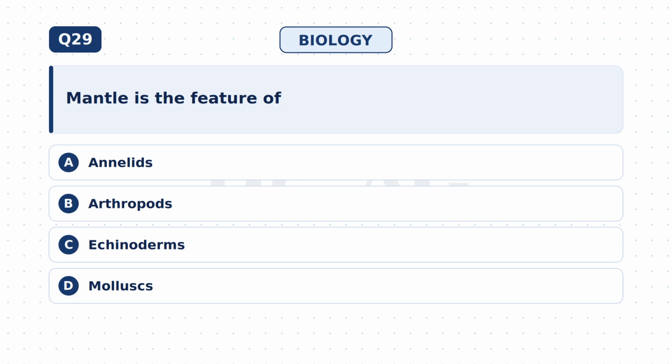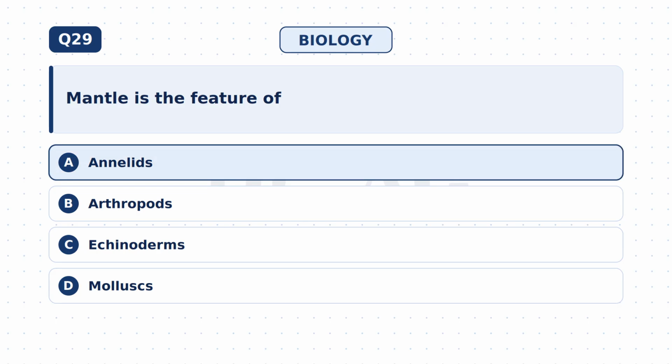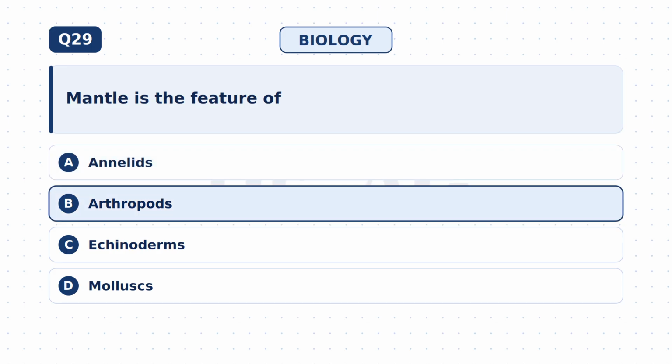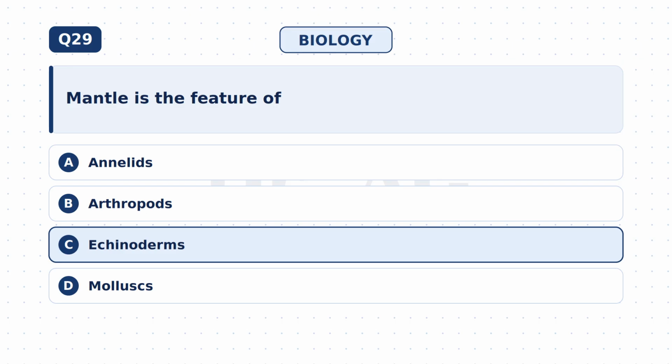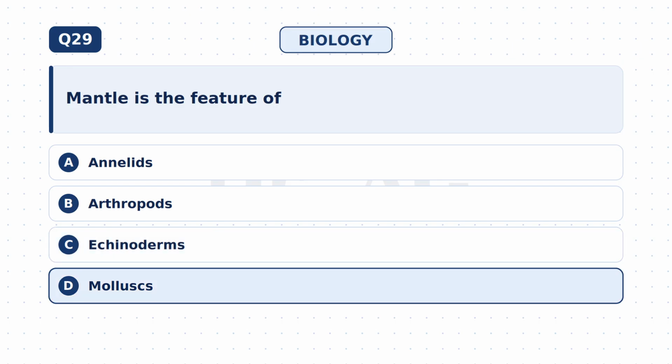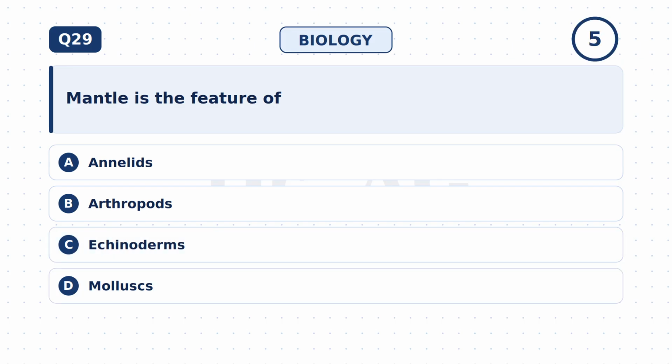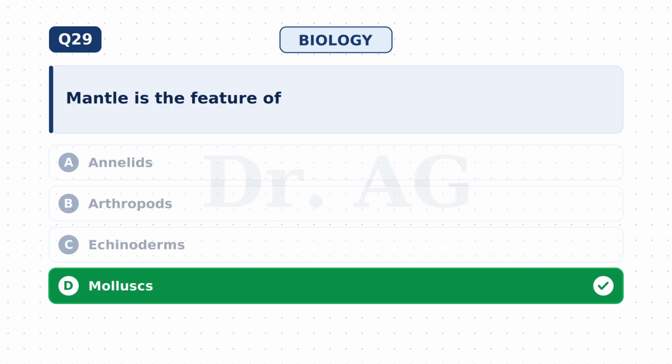Question 29. Mantle is the feature of? Option A, annelids. Option B, arthropods. Option C, echinoderms. Option D, mollusks. The correct answer is D, mollusks.